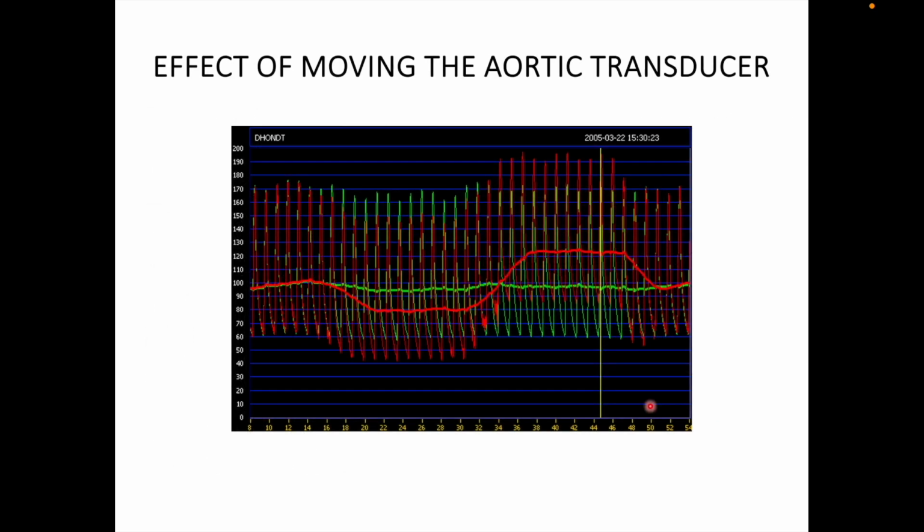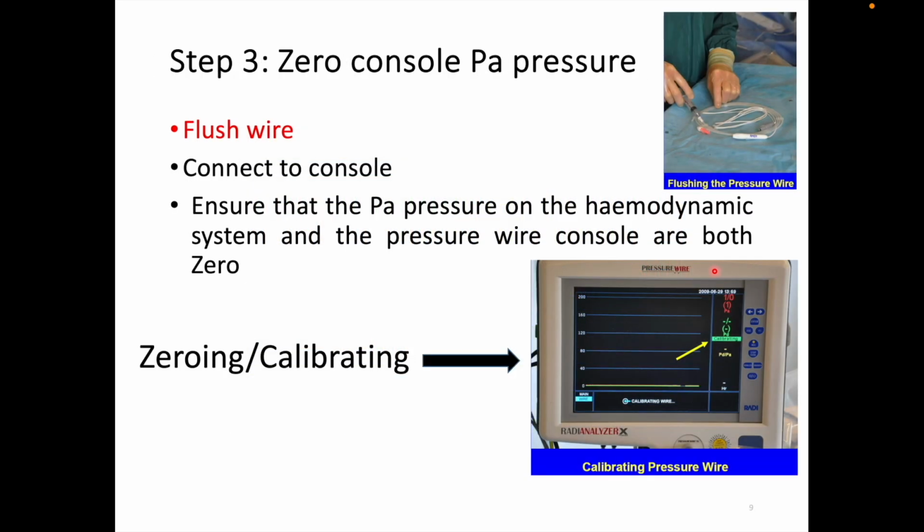Now, in a live motion, what I've tried to show here is that when I'm moving the transducer high, look at the aortic waveform going down. And now if I move the transducer down, look how the aortic waveform is going up. So this is what happens when the transducer is not at the exact heart level. So this has to be corrected.